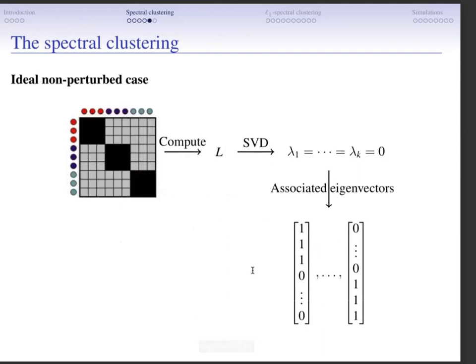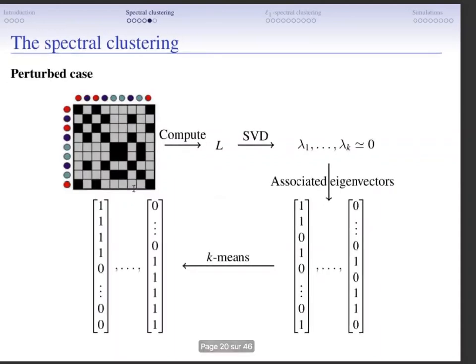So it looks like something like this. In the ideal case, where your adjacency matrix is perfect and your graph is made of connected components, you do your spectral decomposition here. You find that the eigenvalue 0 is of multiplicity k. You derive the associated eigenvectors here, and you find the structure of the graph just because it's perfect, it works well, everything is already good.